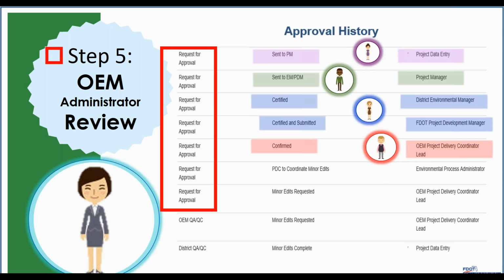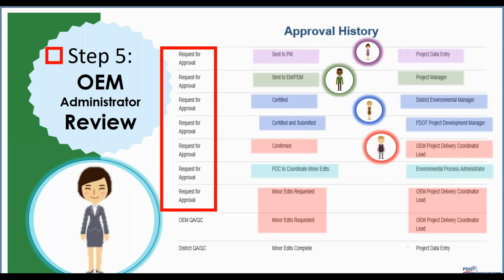We'll now bring in our OEM administrators. They're going to review the document, and if they have any comments, they are going to provide them to the PDC in SWEPT for the PDC to coordinate minor edits. The PDC will request minor edits in SWEPT, and you'll notice when minor edits are requested during the administrator review, the PDC will also set a deadline for the district to get those revisions back to OEM.